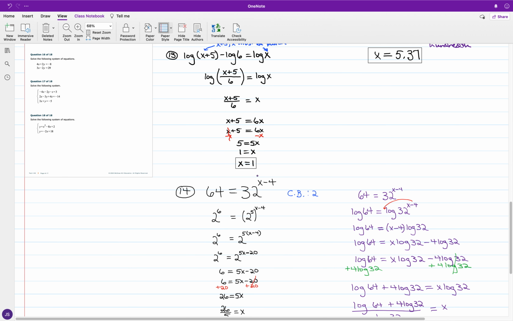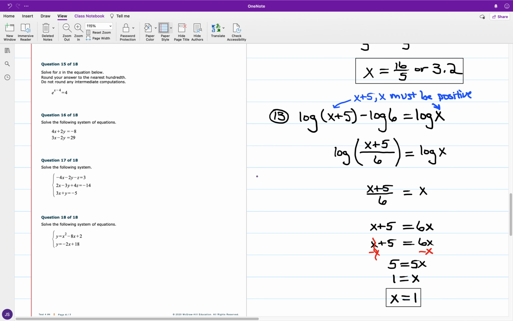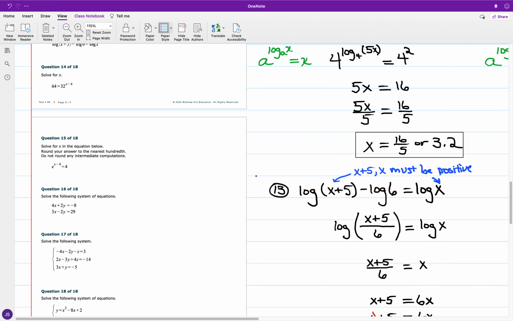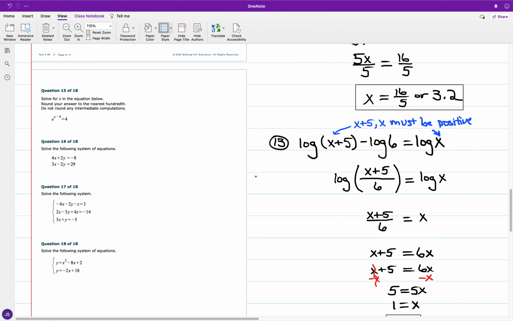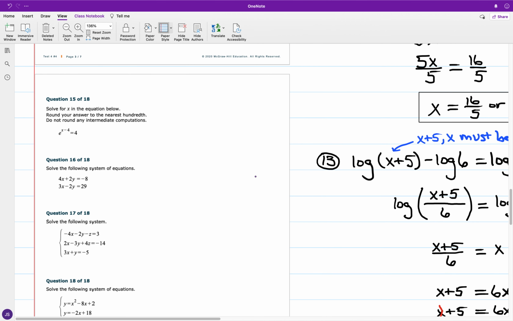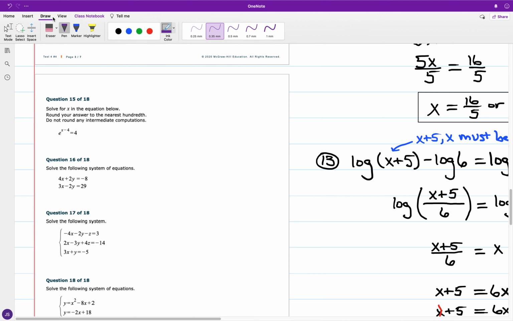Now, for what we have in the case of number 15, we have a situation like what we had earlier with number 12. It says to solve for x in the equation below, and again we're involving natural logarithms, where here we have an exponential equation with the natural logarithm of exponential base e, raised to the x minus 4, and this is equal to 4. It says to round your answer to the nearest hundredth.